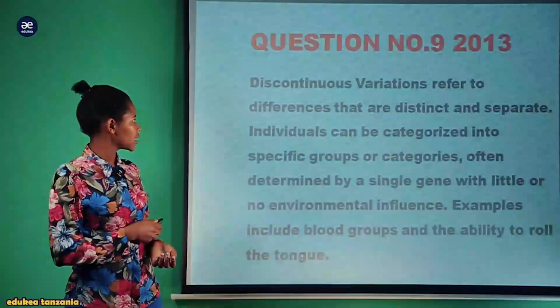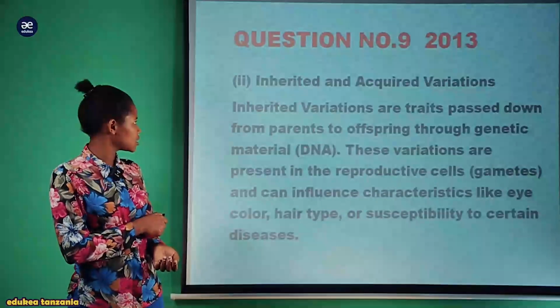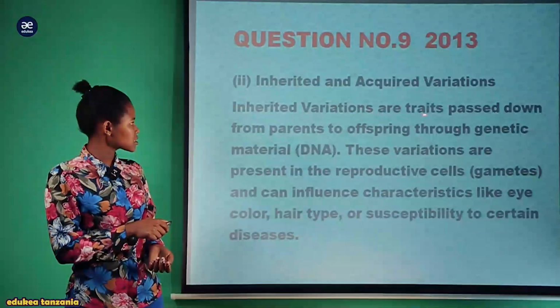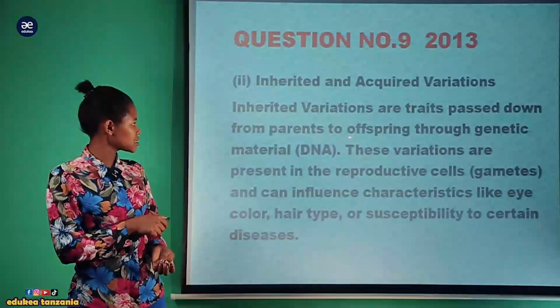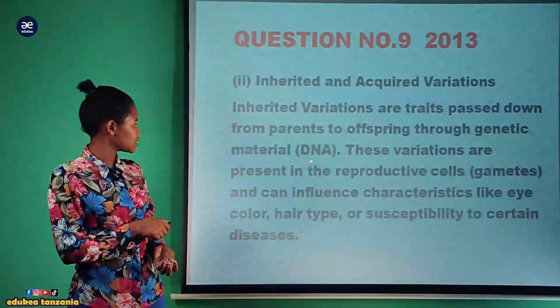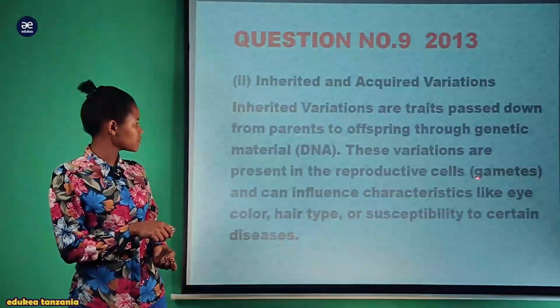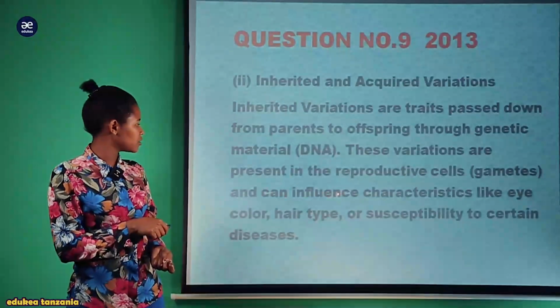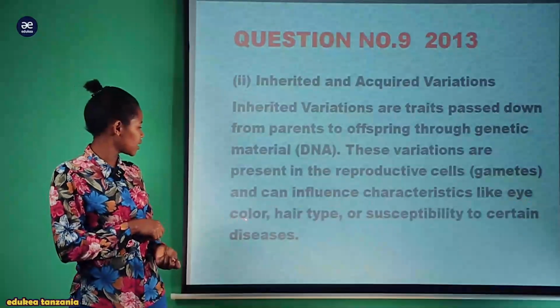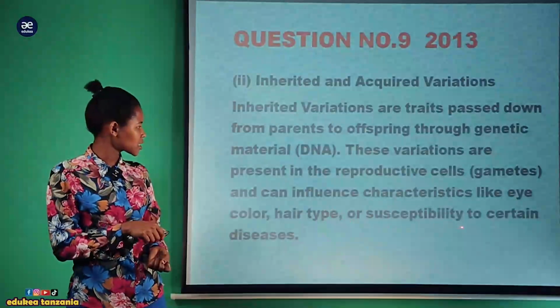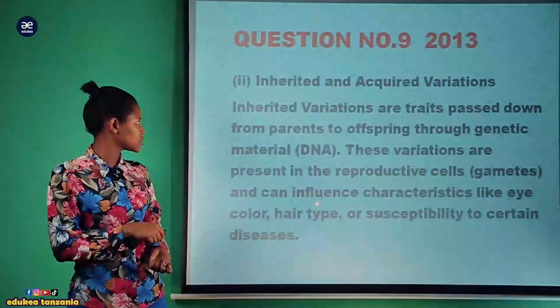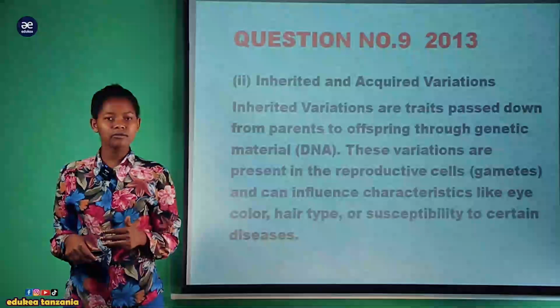And now my dear students, tukaangalia herited and inherited traits. Inherited variations are traits passed down from parents to offspring through genetic material or DNA. These variations are present in the reproductive cells or gametes and can influence a characteristic like eye color, hair types, or susceptibility to a certain disease. This is all about inherited variation.